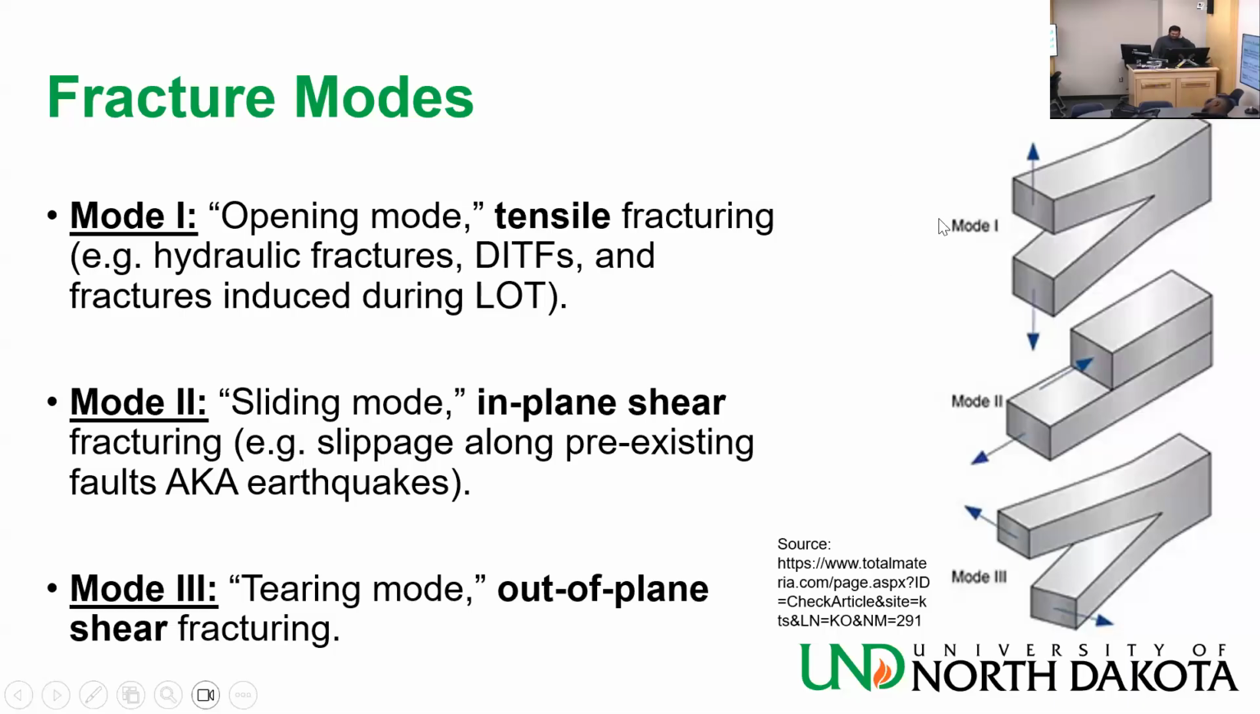Now, mode 3 is the tearing mode. Imagine twisting the chopstick, turning it around and twisting. This is what the tearing mode is. It's out-of-plane shear. Tearing mode or twisting mode. This is the kind of fracture that you see on the edges of a strike-slip fault. I'm going to talk about those later. Like the San Andreas in California, you find a lot of mode 3 instances there.